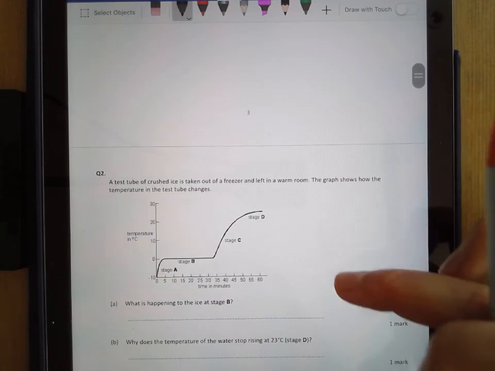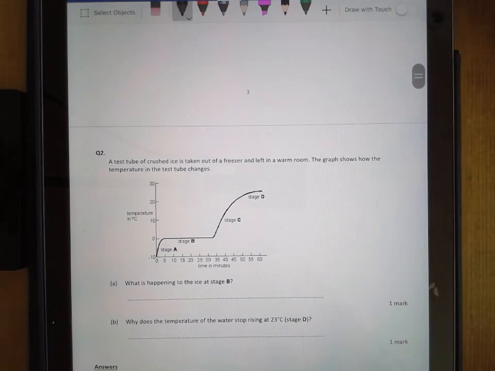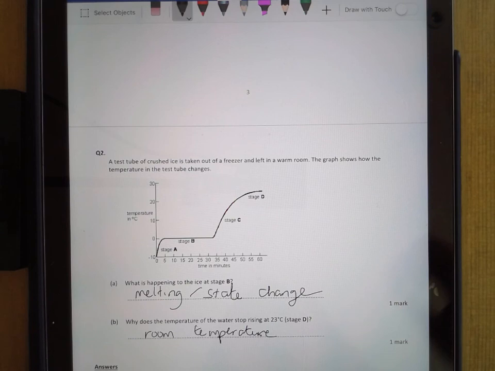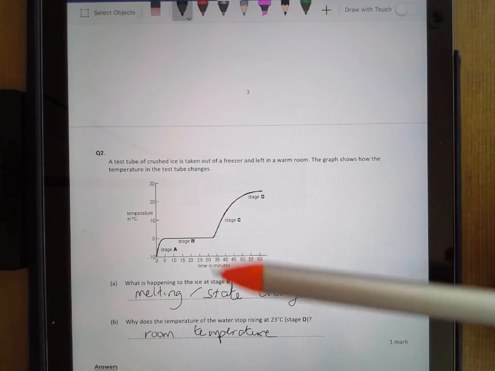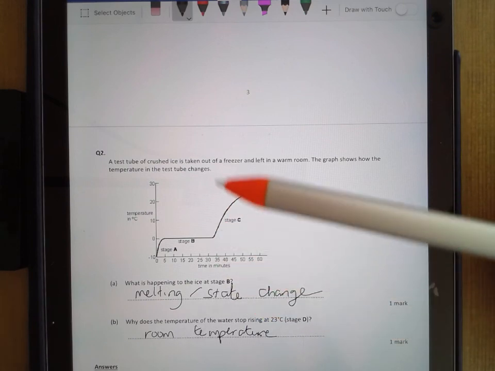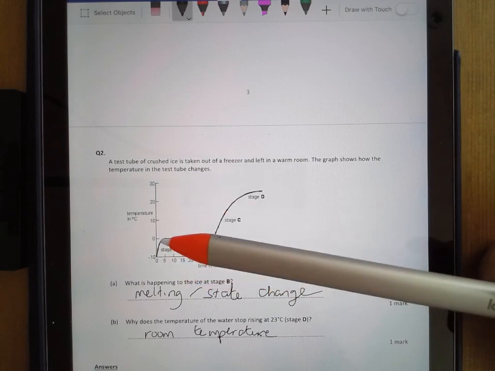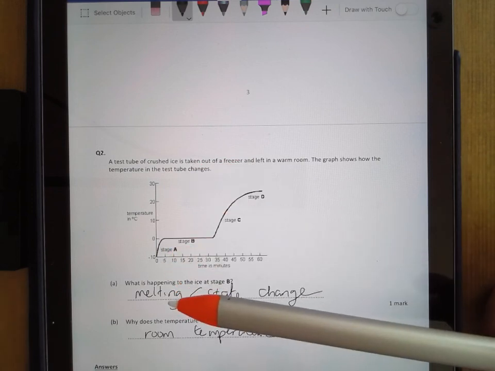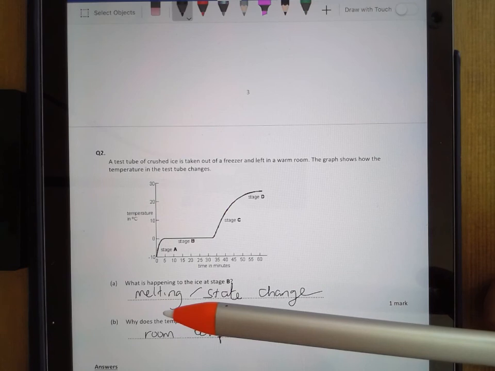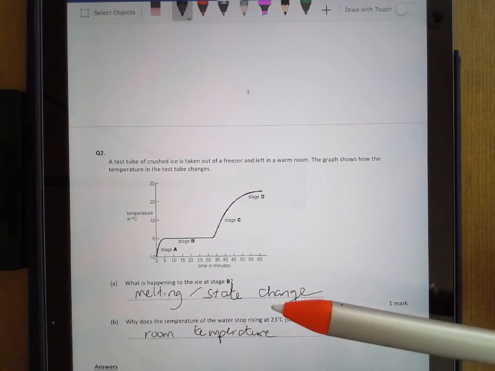This is your heating curve again. Just pause here for a second and do these questions and press play when you're ready for the answer. Okay, so at stage B, which is the flat part of your graph, a state change is occurring, okay? They tell you it's ice, and it's 0 degrees Celsius, so I can say that the state change is melting because ice melts at 0 degrees Celsius. But if you just wrote state change, that is fine.